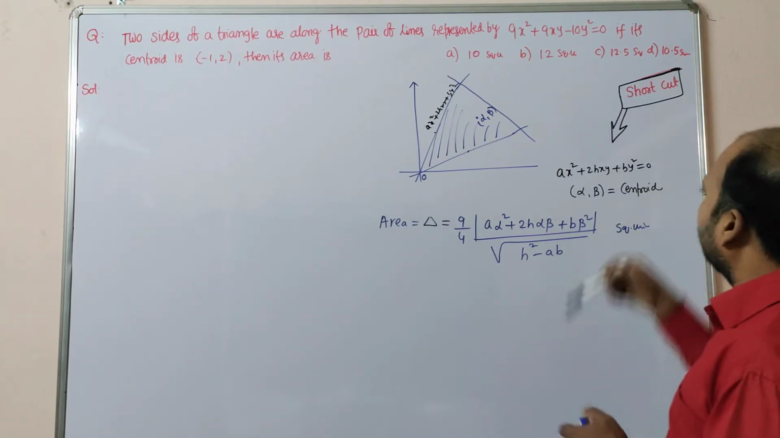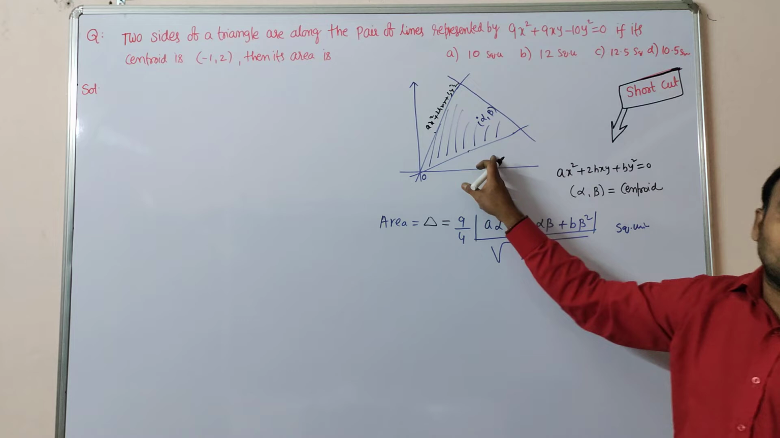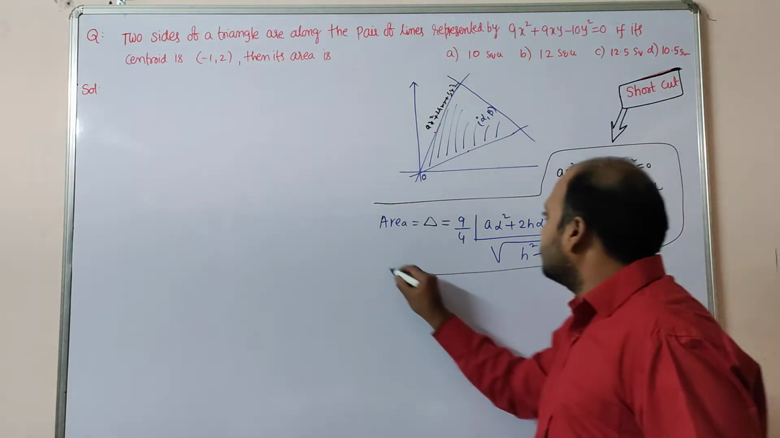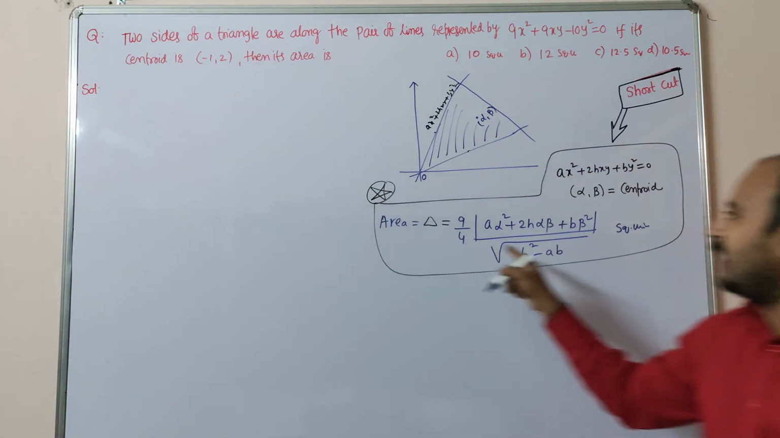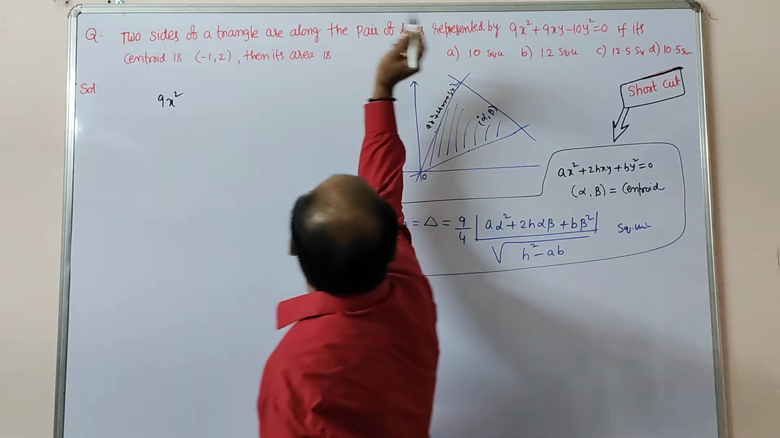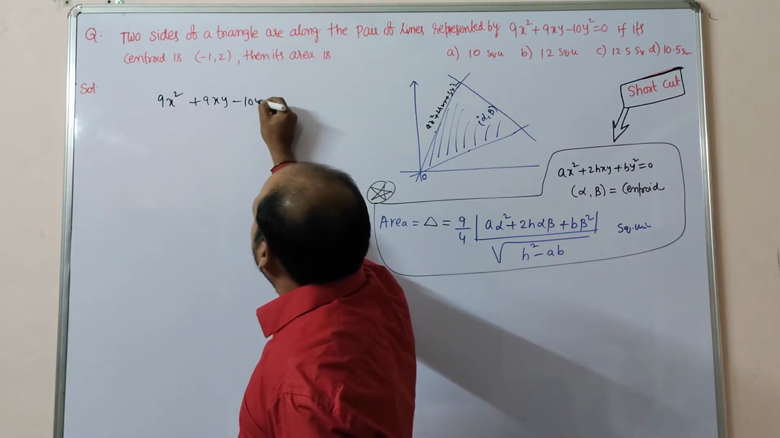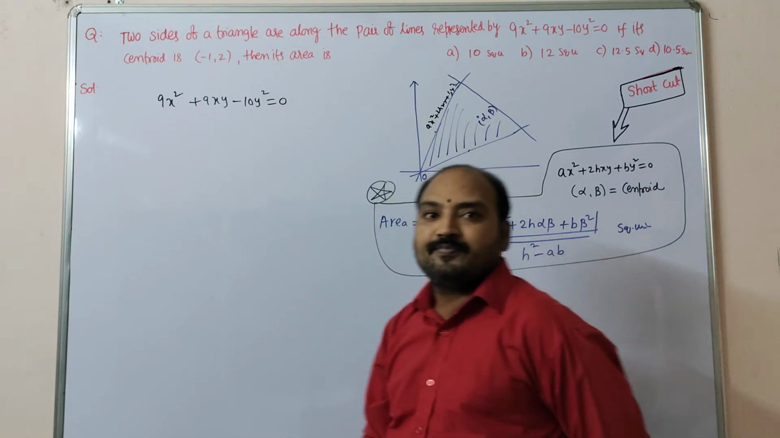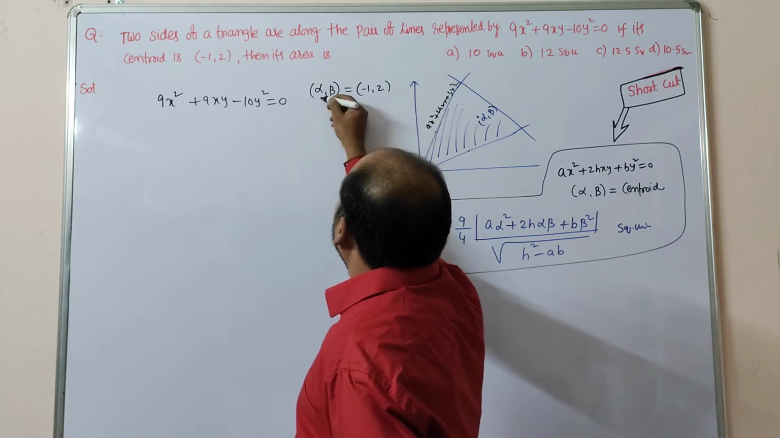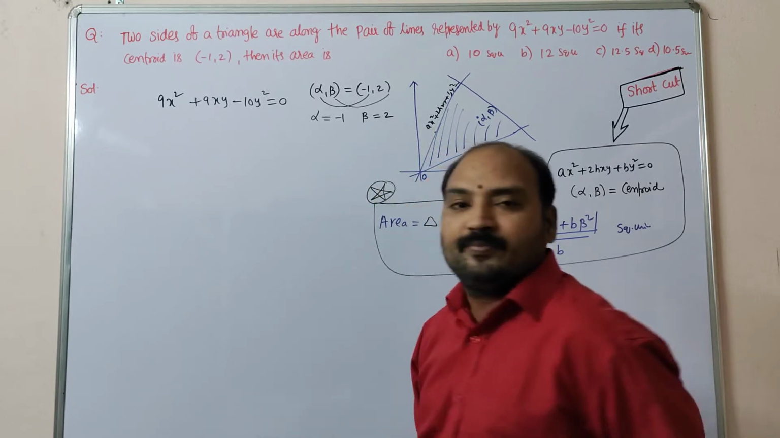This is the shortcut formula to get the area of a triangle when we know two sides of the triangle and the centroid of the triangle. You have to remember, dear students, this is a shortcut formula. Now I am going to apply this formula here. So the given pair of lines is 9x square plus 9xy minus 10y square equal to 0, and alpha comma beta is equal to (-1, 2). So alpha is equal to minus 1, beta is equal to 2.